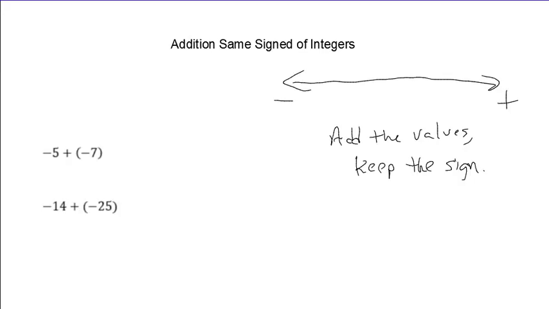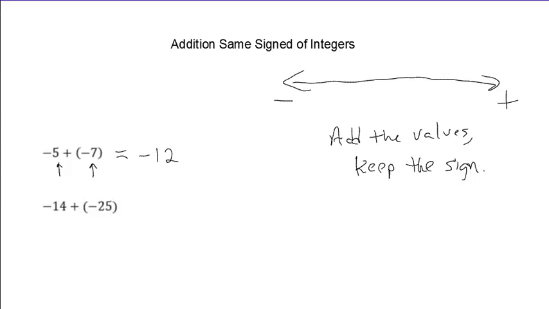But in this case, I have -5 and -7. So what I do is I add the values of 5 and 7. 5 and 7 add up to be 12, and I keep the sign. They are both negative numbers, so it's -12.